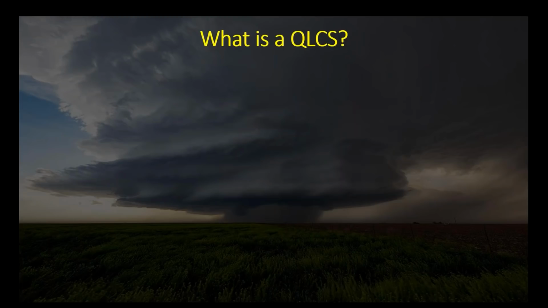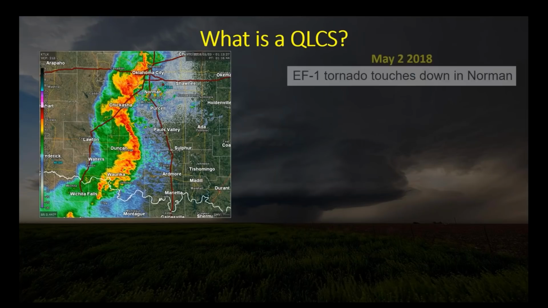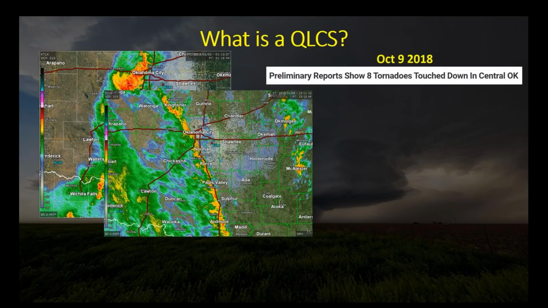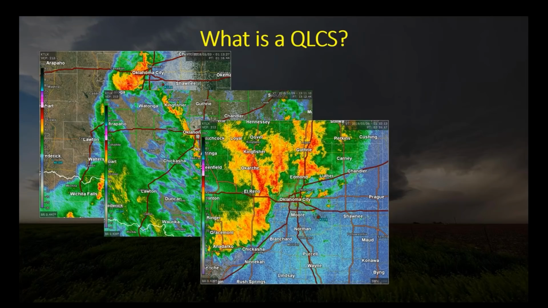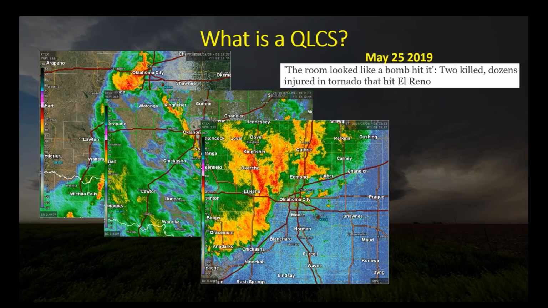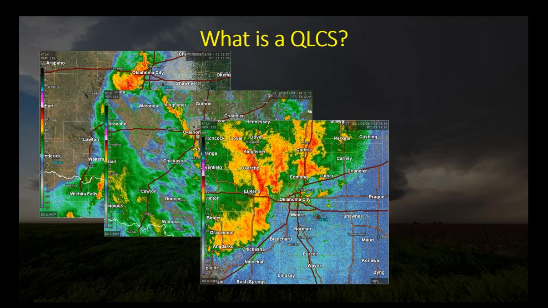Here are some recent headlines. May 2nd, 2018: EF1 tornado touches down in Norman. October 9th, 2018: preliminary reports show 8 tornadoes touched down in central Oklahoma. And May 25th, 2019: the room looked like a bomb hit it. 2 killed, dozens injured in a tornado that hit El Reno.